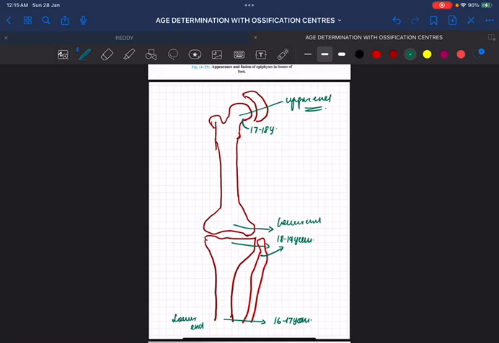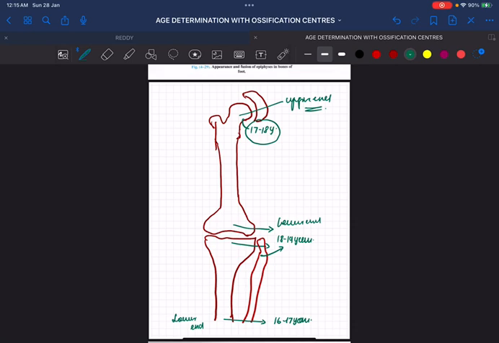You can remember these values from above downwards or below upwards. Just remember in anatomy, as per anatomy, from above downwards. Upper end of the femur, fusion. I am telling only fusion, not appearance. Appearance is important only for the carpal bones. For the rest, only the fusion years are important.